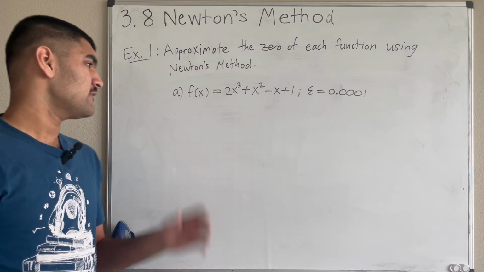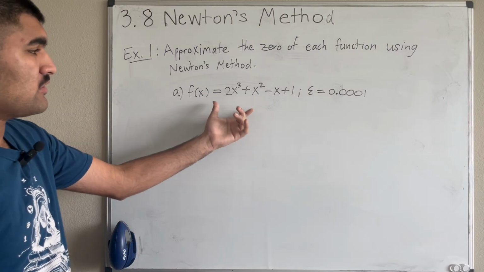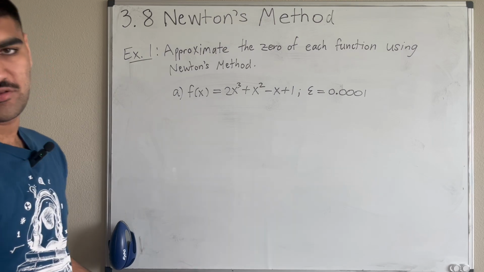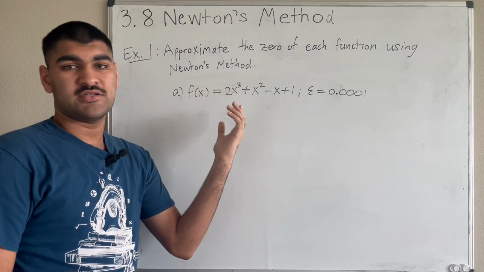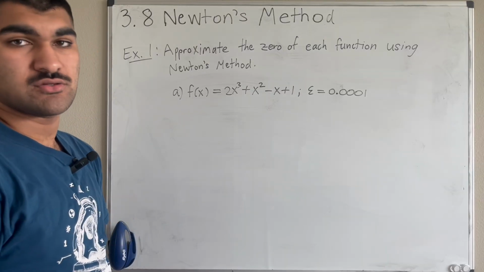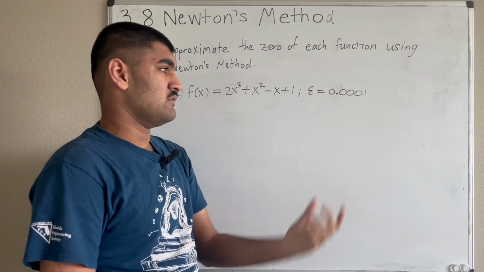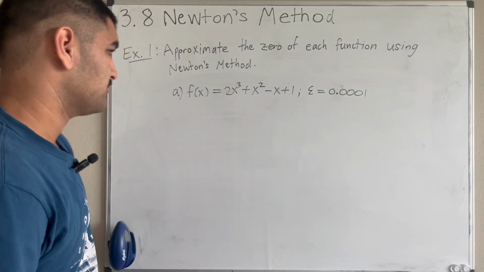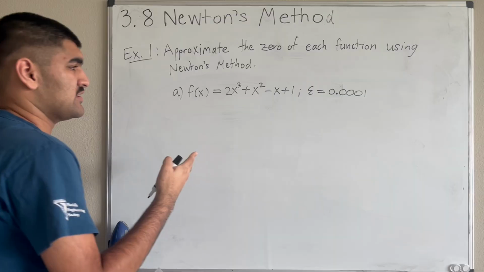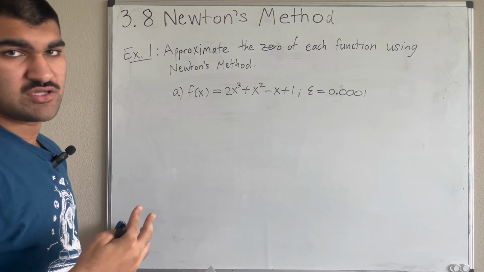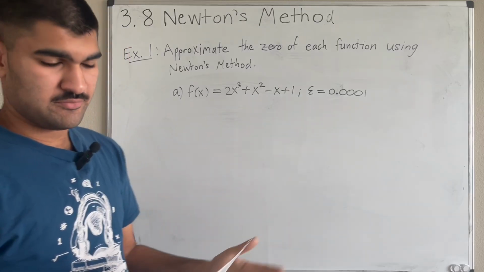Okay, so this is our first example. So we have to approximate the 0 of this function using Newton's method, all right? So we have f of x equals 2x cubed plus x squared minus x plus 1, and we're given an error bound epsilon of 0.0001, okay? So basically all this means is that once we get two consecutive x values that differ by less than this, then we can stop, right?